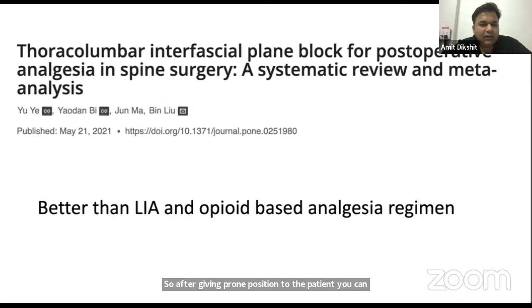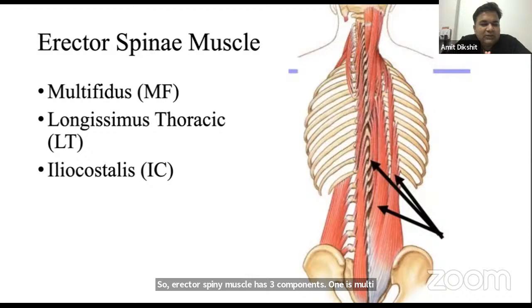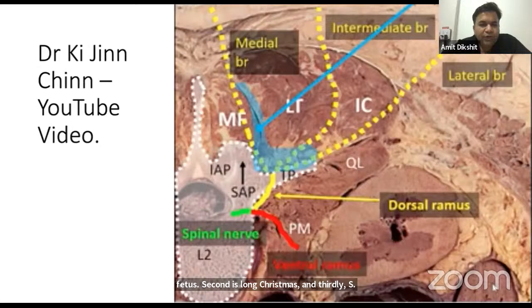So the erector spinae muscle has three components. One is multifidus, second is longissimus thoracis, and third is iliocostalis. So this image is from Ki Jinn Chin's YouTube video. There are other articles also, but he has done a modification which I wanted to share, so I have utilized it. So here you can see the transverse process. When we deposit the drug at the tip of the transverse process, it is an ESP block. Now here, this is the superior articular process. So the drug is deposited between MF and LT, two components of the erector spinae muscle. So essentially, it is only covering the dorsal rami. We are not here to address the ventral rami aspect. So this is essentially a dorsal rami block because it is going to cover the incision of spine surgery.